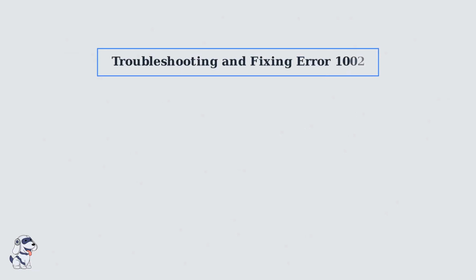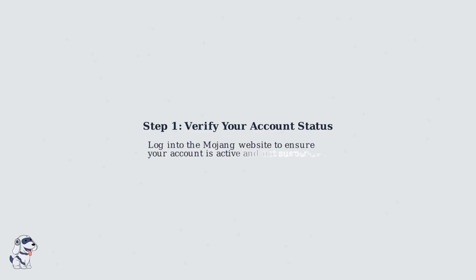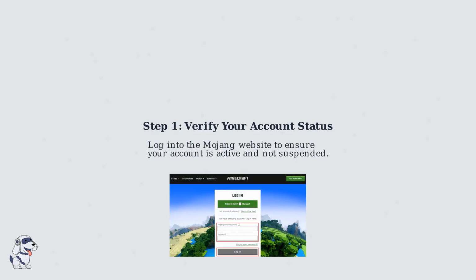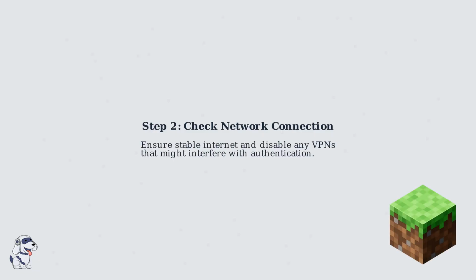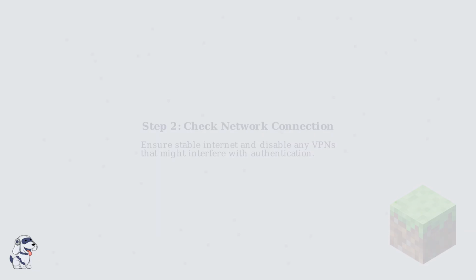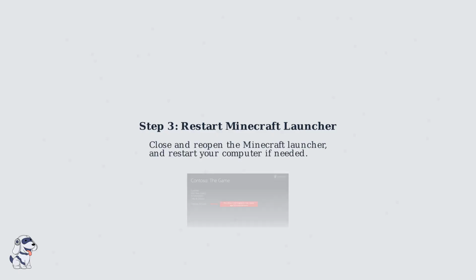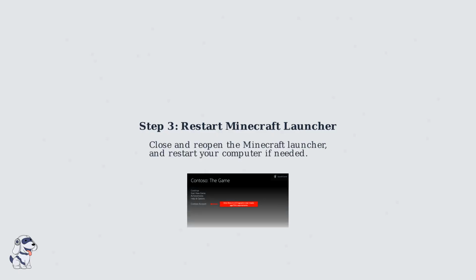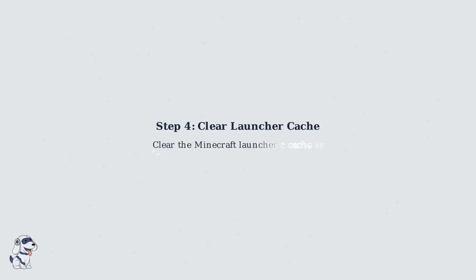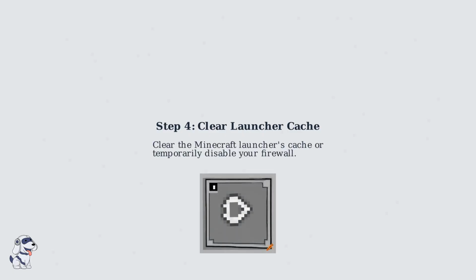Fixing Error 1002 involves systematically troubleshooting the authentication chain. Start with basic steps. Verify your account status by logging into the Mojang website. Check your network connection and disable any VPNs. Restart the Minecraft launcher and your computer. If these don't work, try clearing your Minecraft launcher's cache or temporarily disabling your firewall.